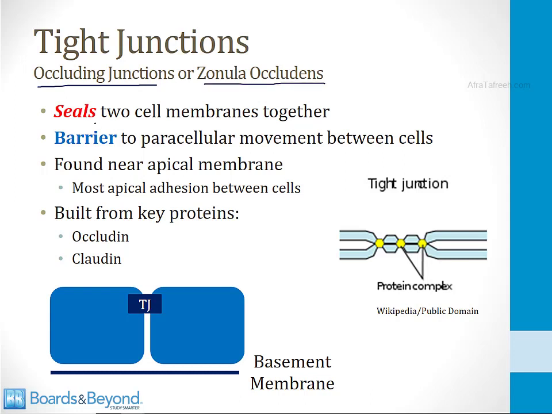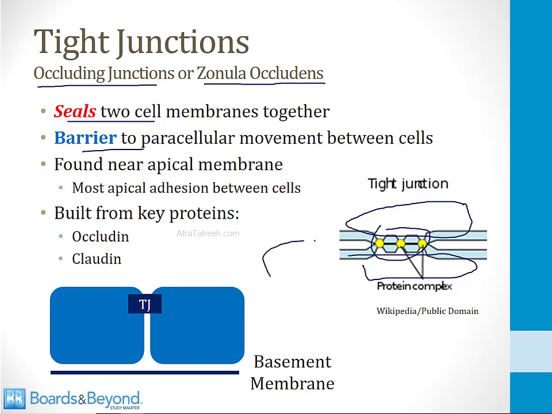And what tight junctions do is they seal two cell membranes together, just like is shown in this picture on the screen. So if this is one cell here and this is another one on the bottom, their two cell membranes are next to one another, and the tight junction is going to seal those two membranes together. And these junctions are so tight, that's why they're called tight junctions, that they serve as a barrier to paracellular movement between the cells. In other words, nothing could pass between these two cells if there is a tight junction present. These types of junctions tend to be found near the apical membrane.